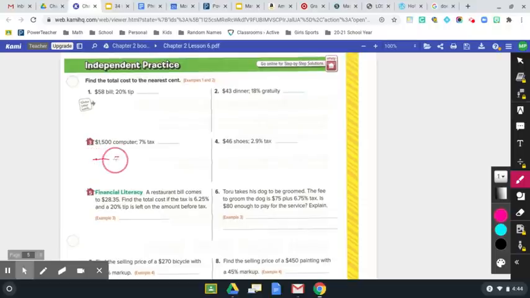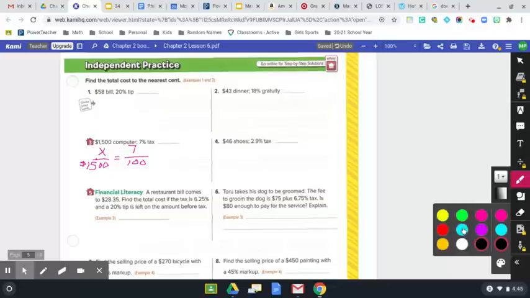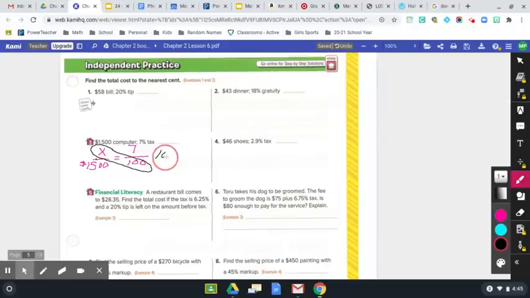So we have a $1,500 computer that has 7% tax. So we know that we're going to do 7% out of 100%. We also know that we are going to find the tax amount, the part out of the whole, which is the $1,500 regular price computer. All right, we're going to cross multiply. 100 times X, 1,500 times 7, right? So you should be using your calculator and multiplying that out.